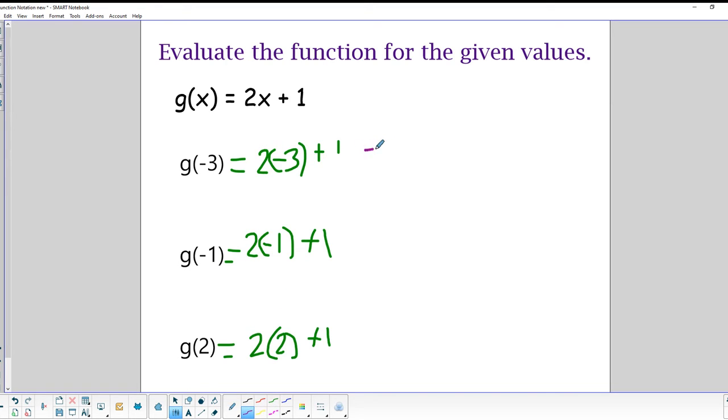-6 plus 1 is -5. On this one, 2 times -1 is -2. -2 plus 1 is -1. 2 times 2 is 4. 4 plus 1 is 5. So that's what we're talking about when we stick a number in, evaluate it for that value, and then this is your output.